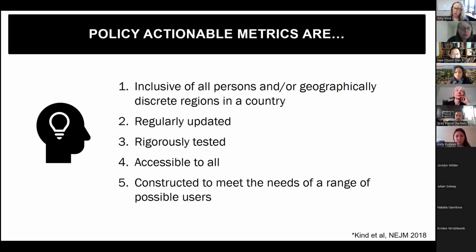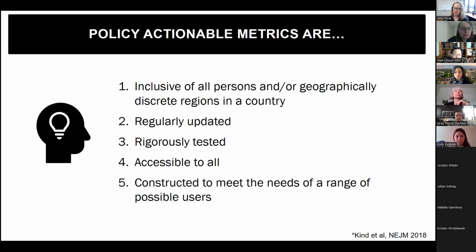So first of all, a policy actionable metric really needs to be inclusive of all of the persons within a particular policy unit. Within the United States, this could be a county, it could be a state, or it could be the full nation. But ultimately, if you can't get these metrics on nearly everyone, it's difficult to apply a policy uniformly.